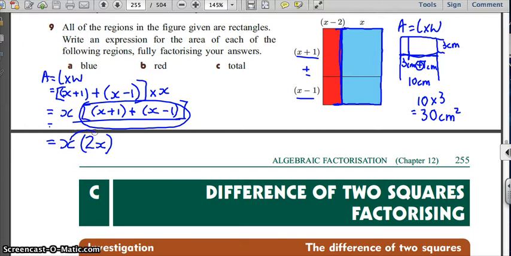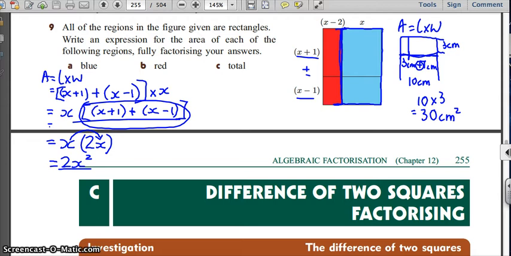What we've then got is to multiply everything inside by that which is outside, and you end up with a fully factorised answer of 2x squared. Connor, is that alright for you? Length times width, put together what our length and width are, and then we try and fully factorise it by solving what's in there. We end up with 2x squared.